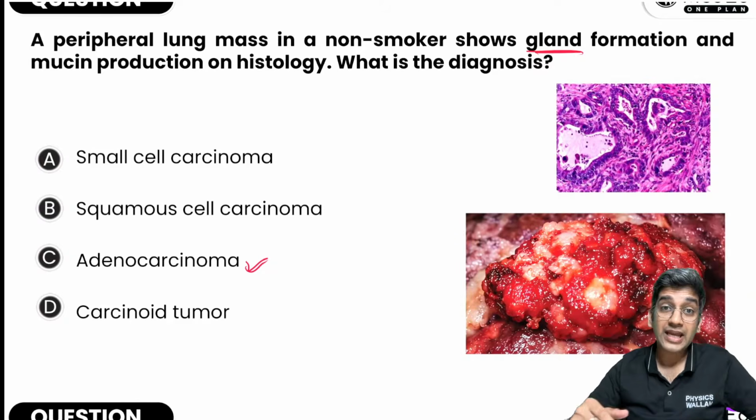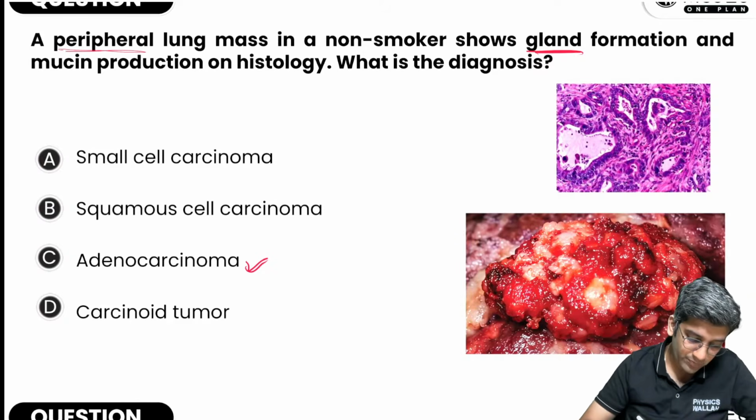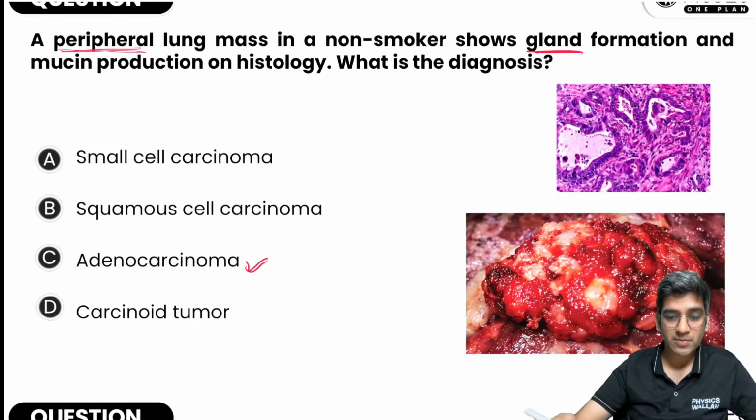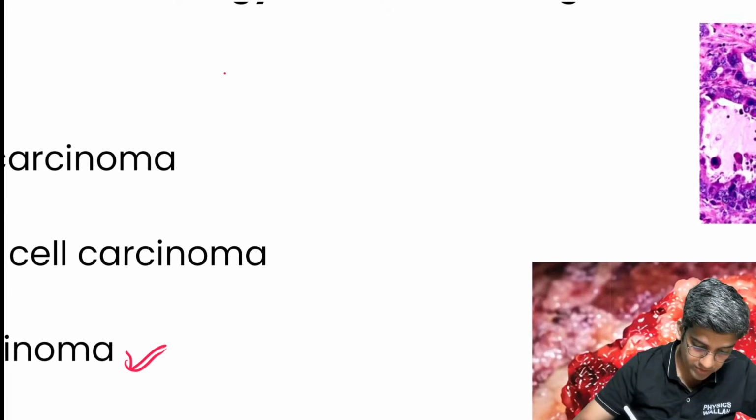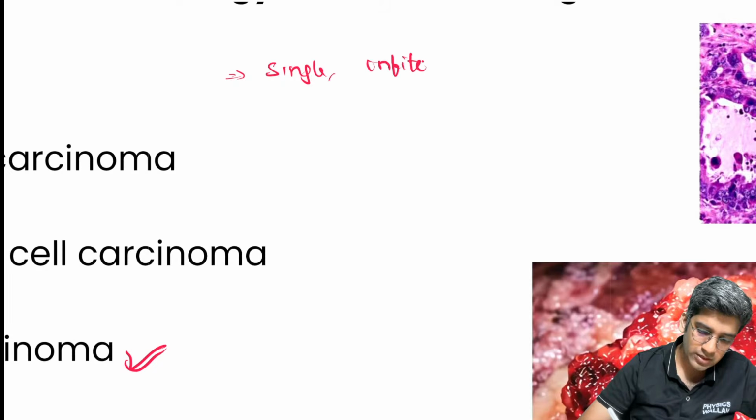Gland formation, in addition to that, this is a clue. Peripheral tumor. Adenocarcinoma is a peripheral tumor. Non-smoker. Adenocarcinoma can happen in non-smokers. Very, very classical. Remember both of them. Generally, they are single infiltrative peripheral lesions. Okay.